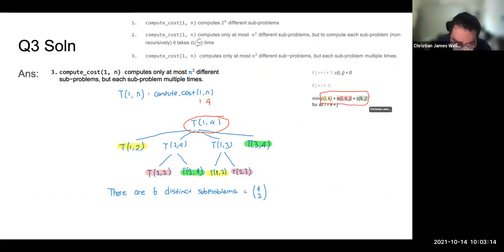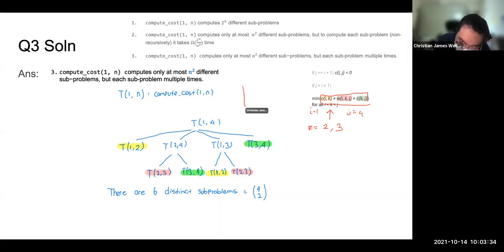This computes for, we need to do k. Okay, sorry. Let me go through from the top. So this is the recursive formulation. And then k ranges from 2 to 3, right? K equals 2 and 3, because i equals 1, j equals 4.